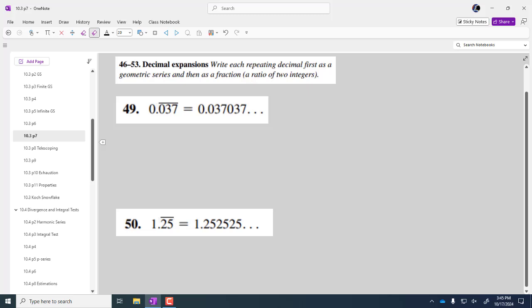All right, try this one. Try number 49 and see if you can find your A, find your R.